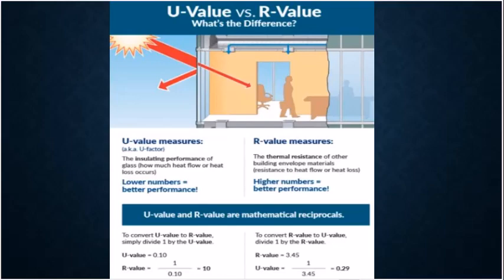Relationship. U-value and R-value are mathematical reciprocals. This means that they are inversely proportional to each other.